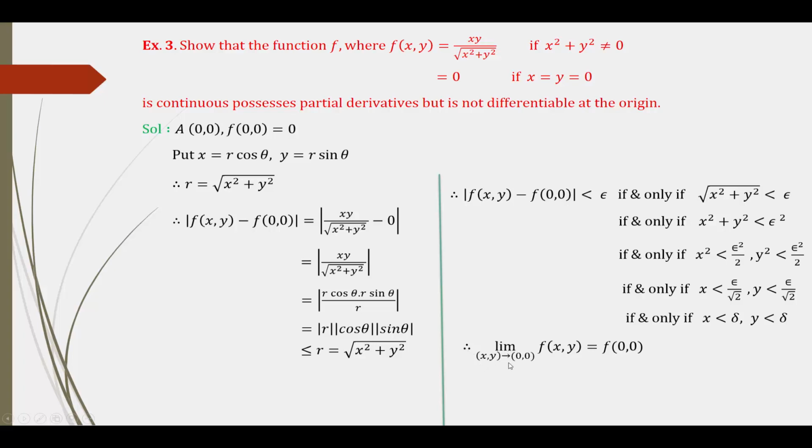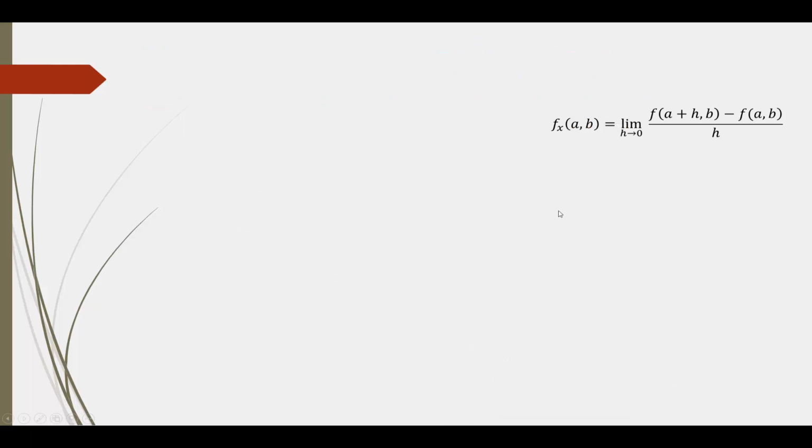Therefore the limit as (x,y) tends to (0,0) of f(x,y) is f(0,0). So the function f(x,y) is continuous at the point (0,0). Now find out fx(0,0) and fy(0,0).